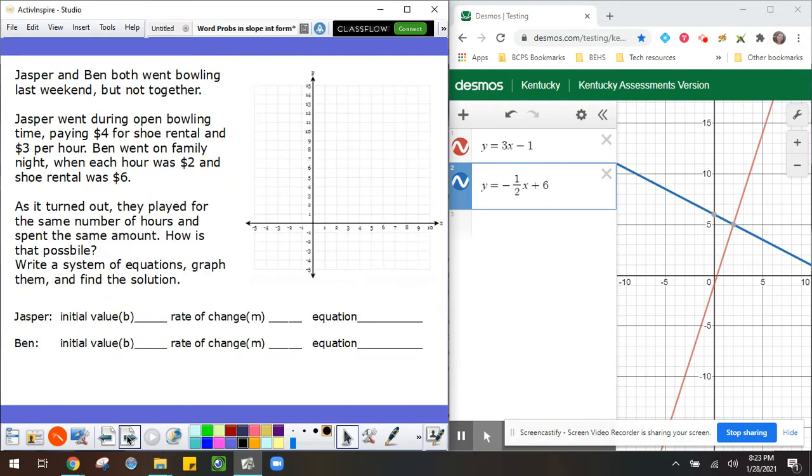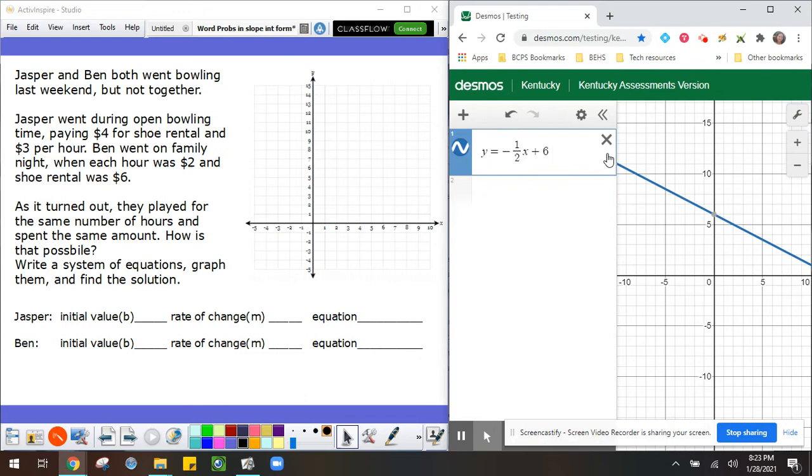So let's look at another scenario. And clear everything off and start from fresh. So here we have a scenario. Jasper and Ben both went bowling last weekend, but not together. Jasper went during open bowling time, paying $4 for shoe rental and $3 per hour.